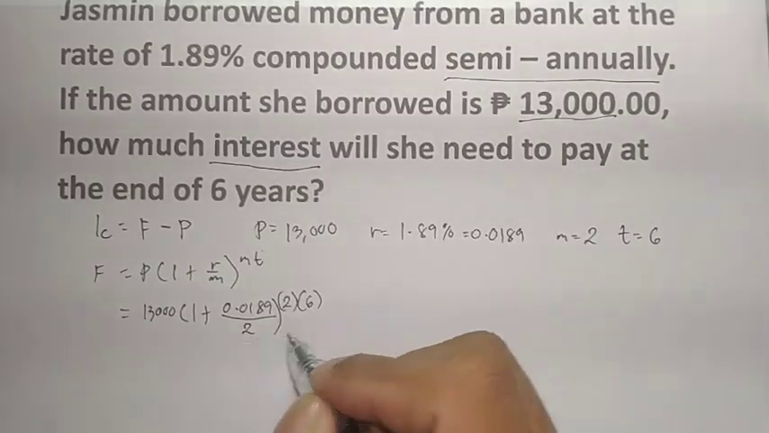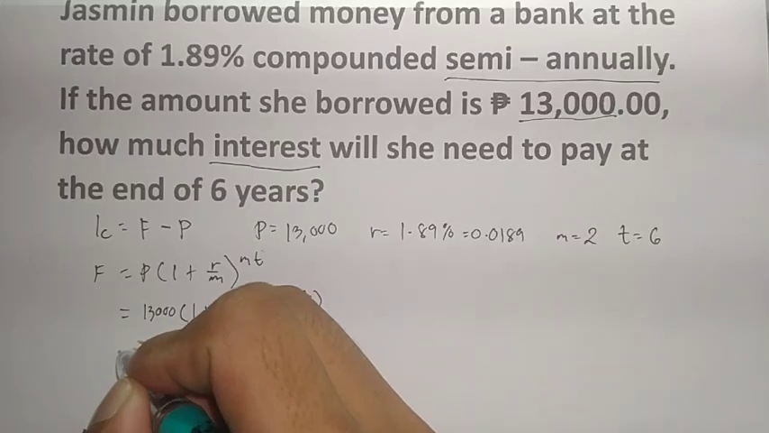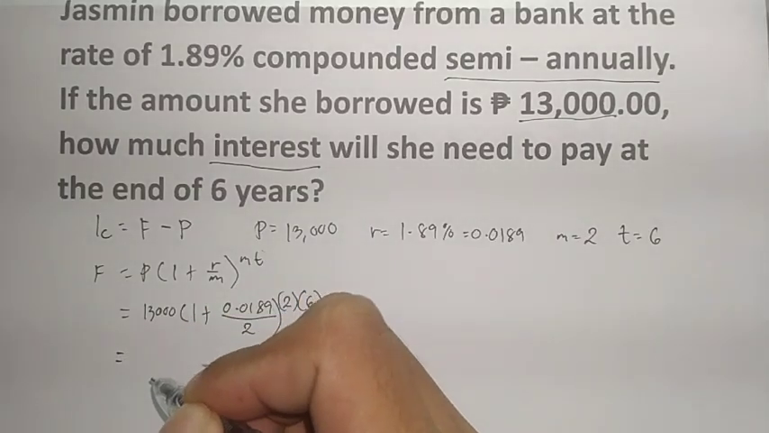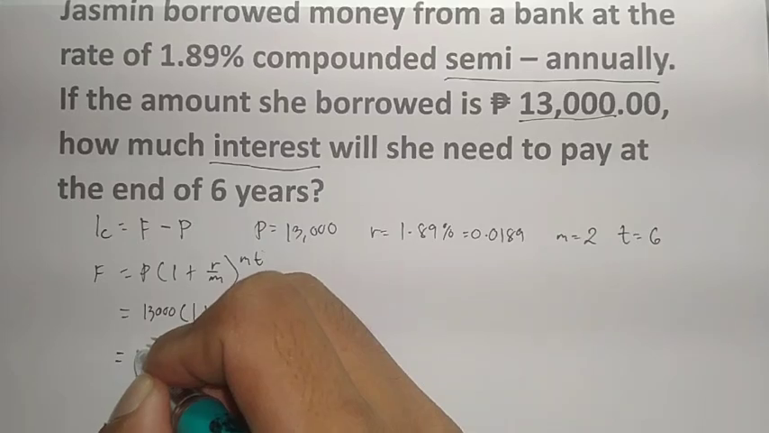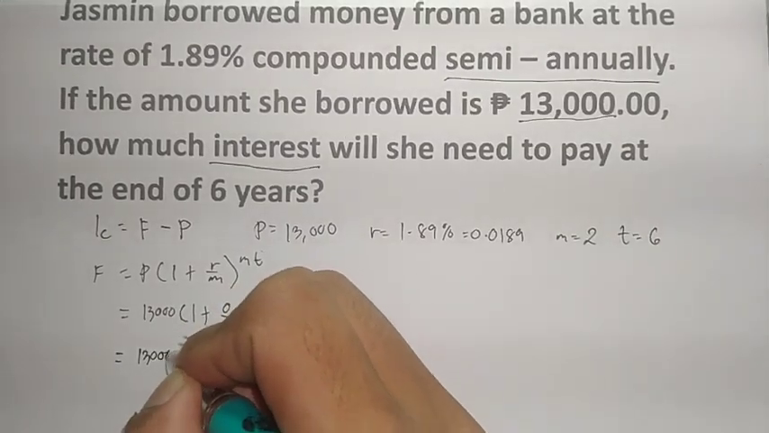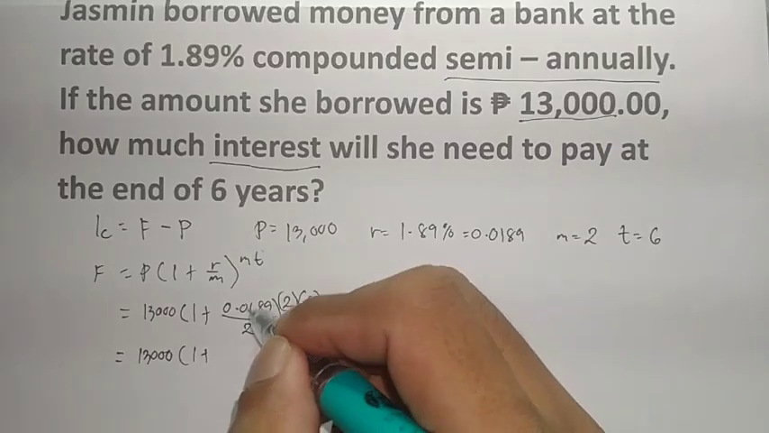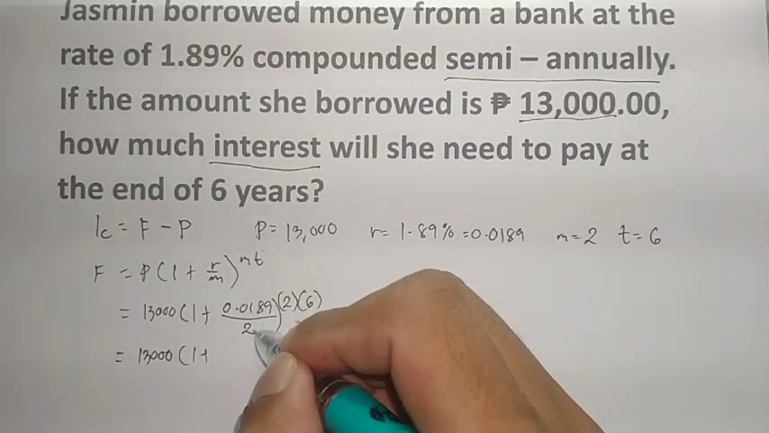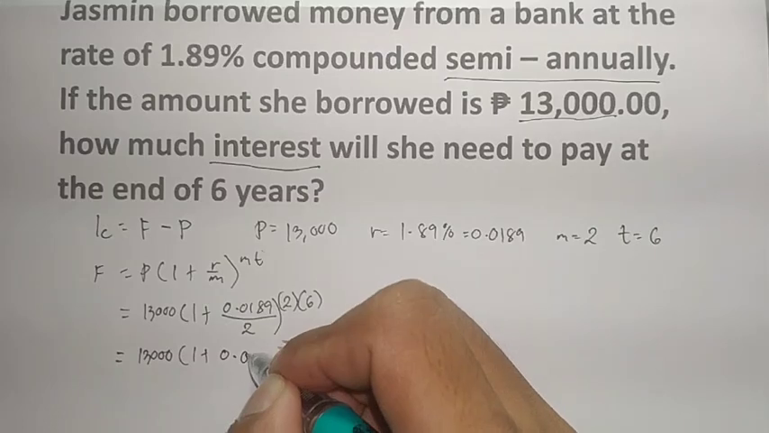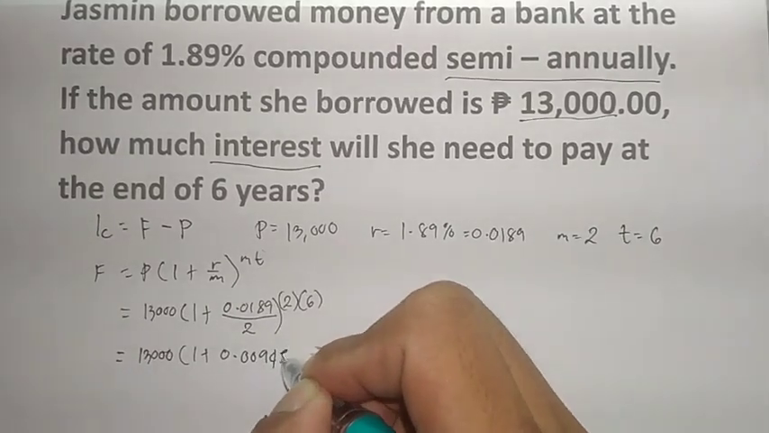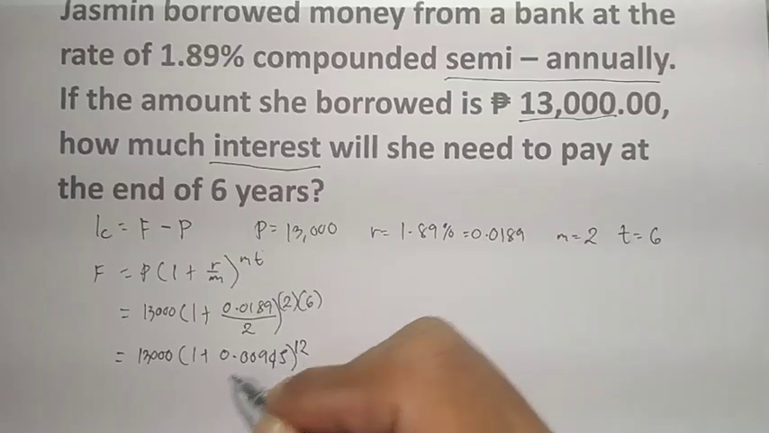Okay, so here we need to apply the PEMDAS, no? So first we do the operations inside the parentheses. So we have 13,000. Copy the 1. Then let's divide first. So 0.0189 divided by 2 is 0.00945. Okay, then 2 times 6 is 12.